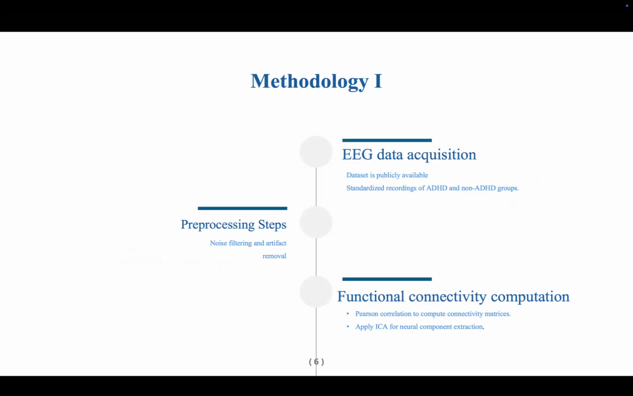And then we conducted the functional connectivity analysis, which involved two key components. First, we computed functional connectivity matrices using Pearson correlation to measure statistical dependencies between EEG signals from different channels. These matrices provided insights into interrelationships within and between brain regions. Second, we applied independent component analysis, or ICA, to extract independent neural components. These components were then used as nodes in subsequent graph-based connectivity analysis, forming the basis for identifying distinct ADHD patterns.